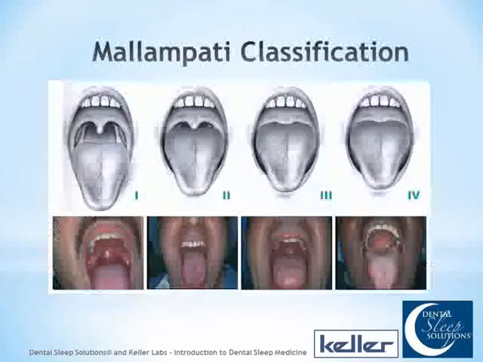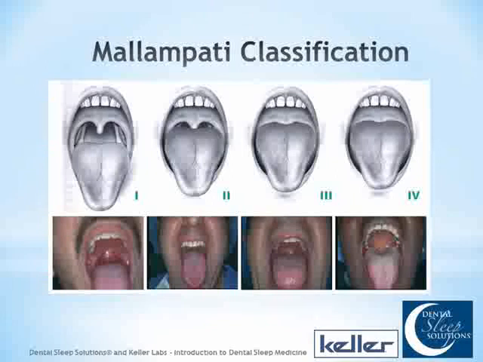The next slide, we talk about Mallampati Classification, and that is a scale that was developed and is used by anesthesiologists to assess the ease of intubation when they want to intubate someone and put them to sleep. And basically, as you can see with the pictures there, they just open their mouth, stick their tongue out.